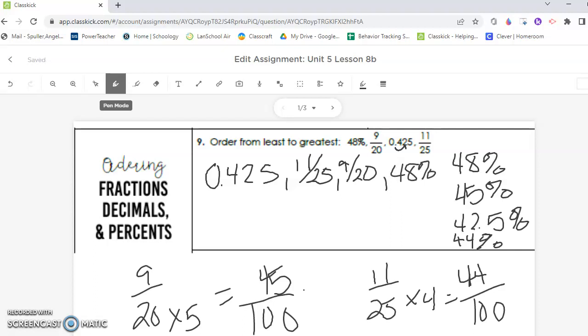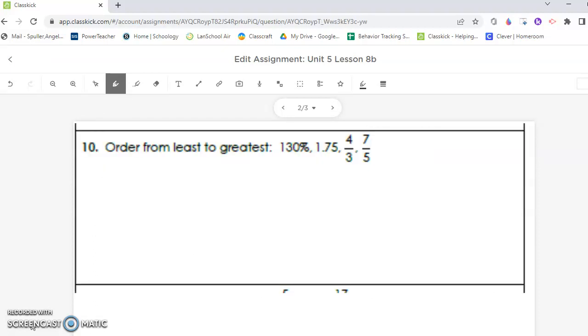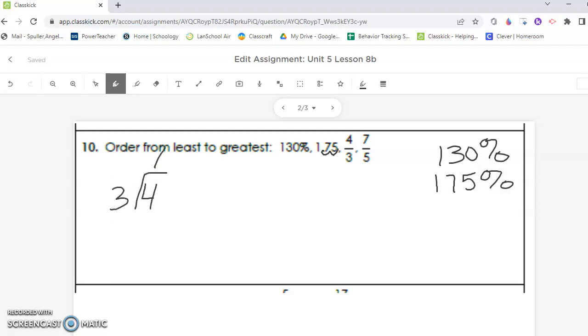Good job. Let's try another one. Here we have 130%. Moving the decimal over 1, 2, we get 175%. If I do 4 divided by 3, I get 1.